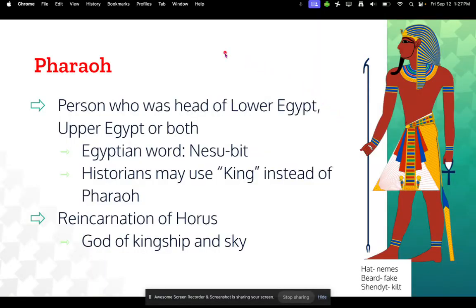All right, now this is probably a word you all know. Pharaoh. So, what is a pharaoh? A pharaoh is a person who is the head of either Lower Egypt or Upper Egypt or both Lower and Upper Egypt. The Egyptian word for pharaoh, by the way, is Nezubit. There's a little trivia for you. And historians may also interchange the word pharaoh with king. They mean the exact same thing, so don't get freaked out by that. And pharaohs were believed to be the reincarnation of Horus, who is the god of kingship as well as the sky.